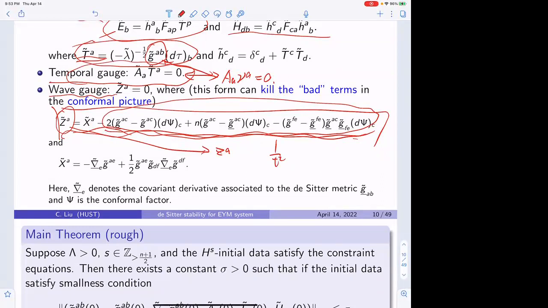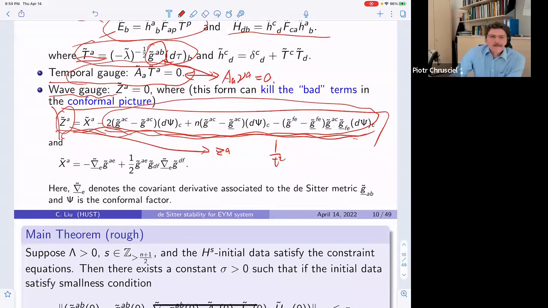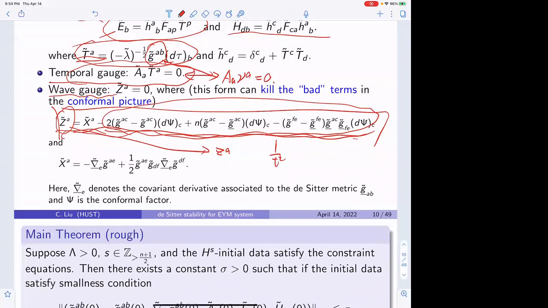Our purpose is to transform our Einstein-Yang-Mills equation to a function formulation. So if you choose another wave gauge, at least this wave gauge can kill some bad terms. Yeah, and I understand that, but can you choose this gauge? I mean, that's the question. No, you cannot choose it freely. There's some restriction, and this restriction comes from needing to kill the bad terms in the function formulation.